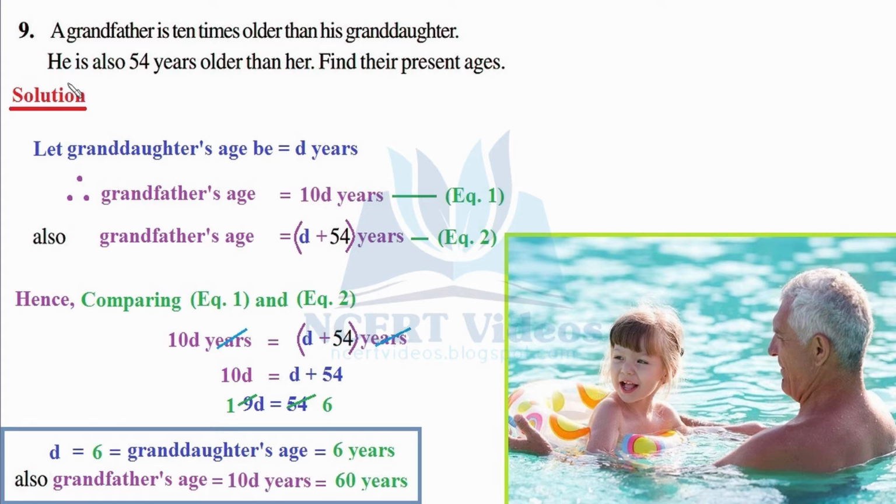The second line says he is also 54 years older than her. That is, the grandfather's age is also 54 years more than whatever the age of the granddaughter is. In this question, we clearly understand that the grandfather's age is given in terms of the granddaughter's age. Therefore, our assumption should be the granddaughter's age. So let's proceed to the solution part.